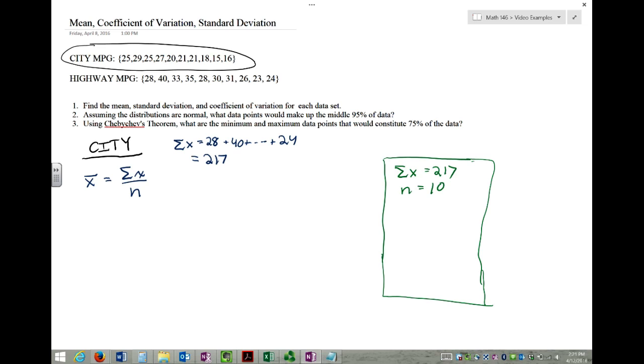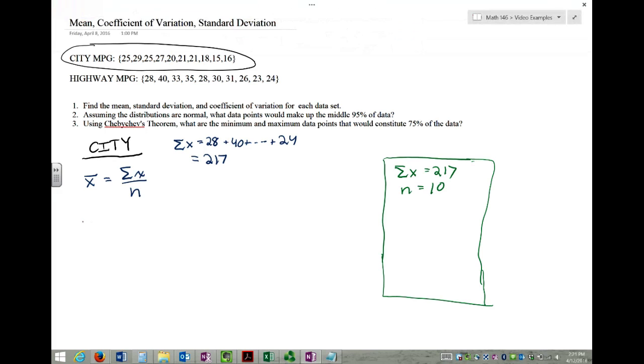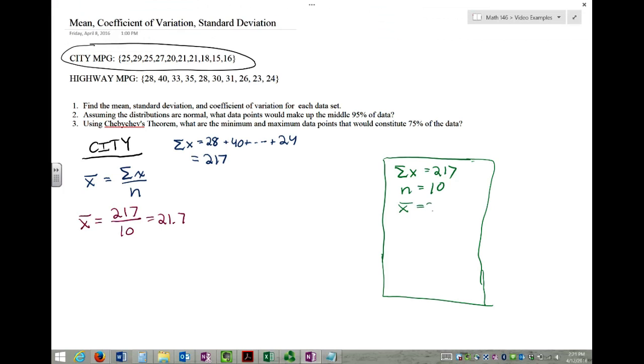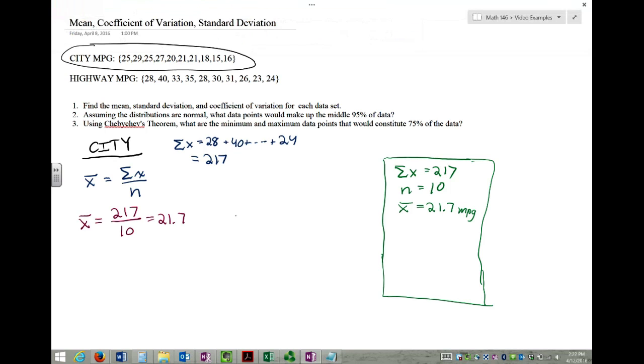So now we can find the mean. The mean is going to be the sum of x, 217, divided by the number of data points, and so we get 21.7. Okay, so that is what some people know as the average or the mean miles per gallon for the city data. Okay, so the next thing we need to do is find the standard deviation.